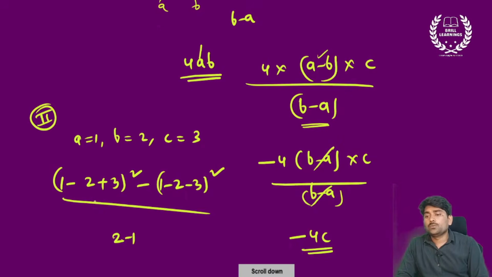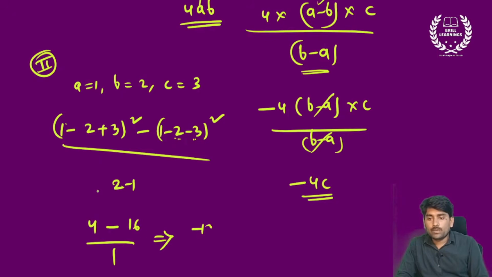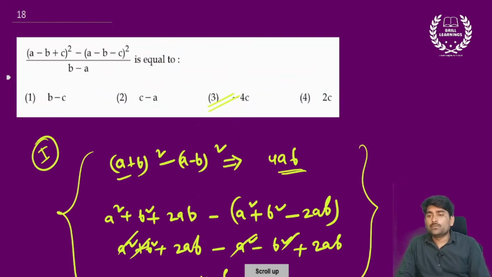So here if you observe, 1 plus 4 minus 2, 2 square means 4, minus 5, 1 minus 4 means 16, only by 1, which gives us minus 12. So this is my value when I substitute the a, b, c values in the given equation. Now substitute in the options.